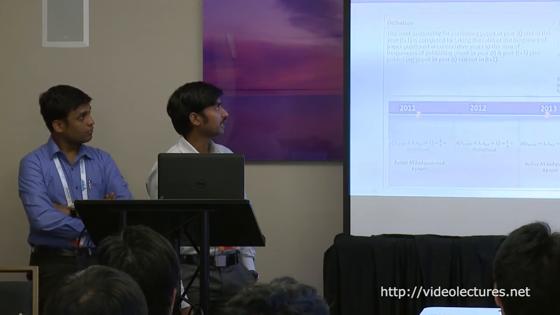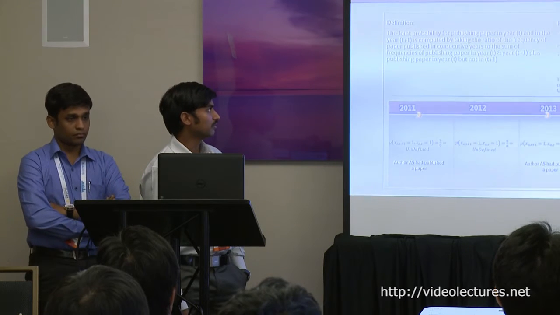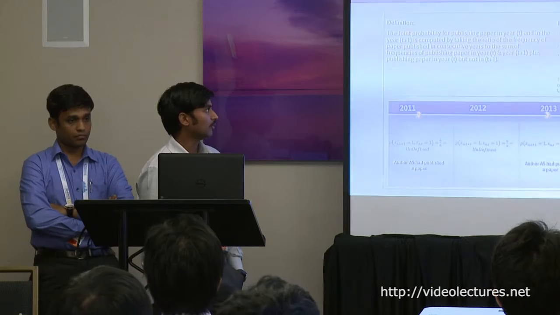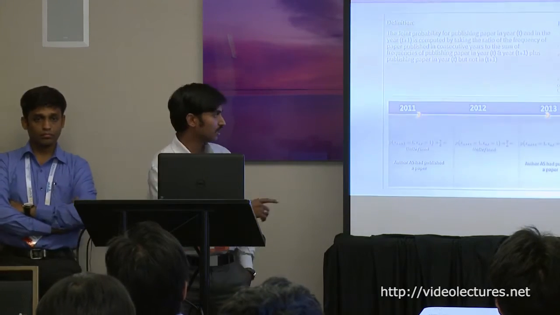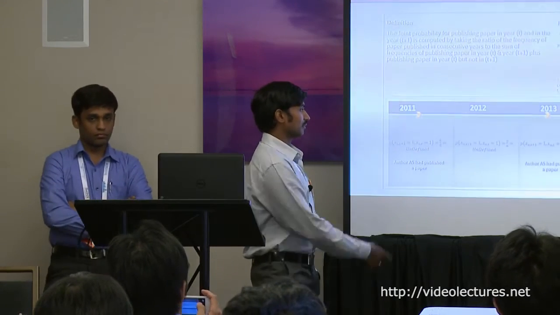So this is the joint probability 1 definition. The joint probability for publishing a paper in year T and in year T+1 is computed by taking the ratio of the frequency of papers published in consecutive years to the sum of the frequencies of publishing a paper in the year T and T+1, plus publishing a paper in T but not in T+1. I can explain this from the example here.